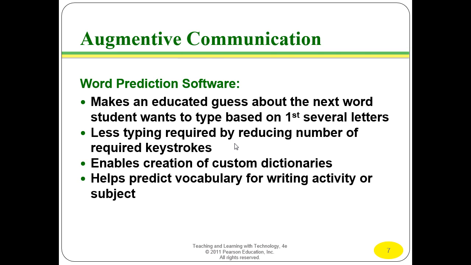It also helps predict vocabulary for writing activities or the subject itself. One of the things that our students have to always do in vocational education is learn a new vocabulary that's unique to the occupation that they're studying. And so having that library of terms and definitions in place would certainly make that writing process a whole lot easier for handicapped or disabled students.